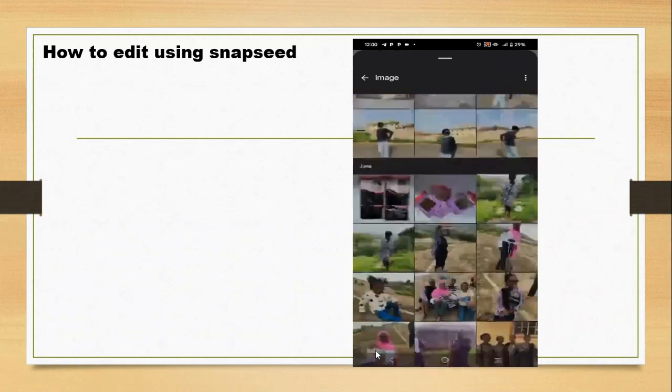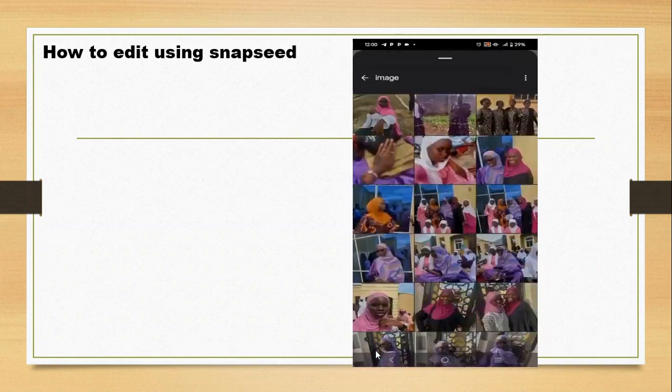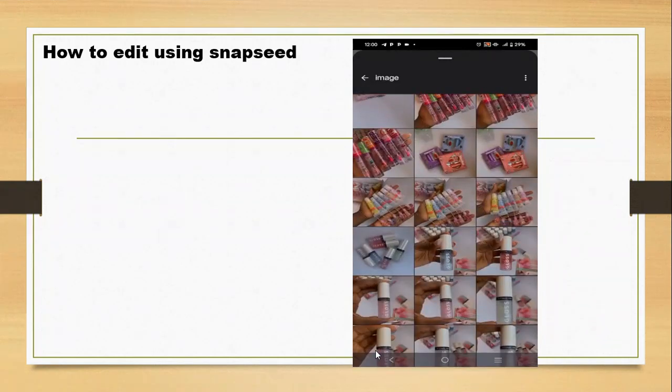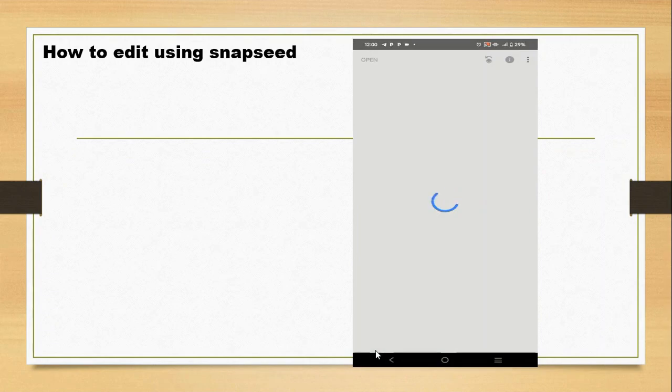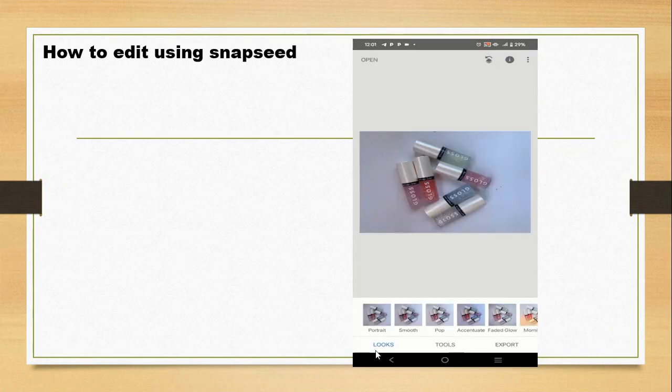So I'm going to look for a lip gloss. Yes, I'm Yems Beauty and I sell lip glosses, so I'm going to be using lip gloss as an example today. First and foremost, you'll see different things like this. That is the looks. You see portrait, smooth, pop, faded glow. These are filters. You can click on any filter that matches your picture, and you can decide not to pick any filter if it is not giving you the vibe that you need. So it's not necessary.